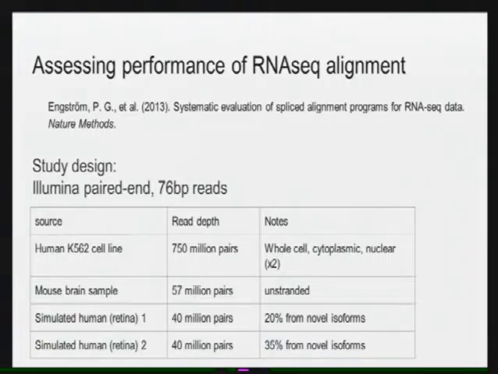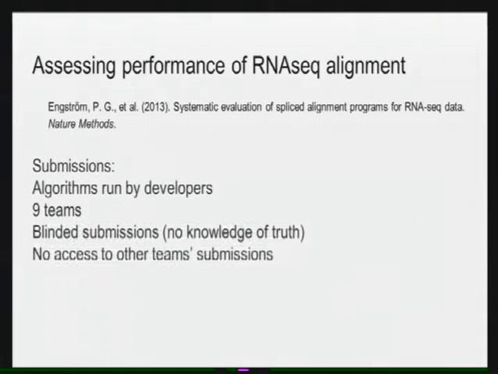And all of the alignment algorithms were run by the developers. There were 9 teams that participated. They didn't know what the true alignments were, and they didn't have access to other teams' submissions. So they basically made their best effort with their method and submitted their results.